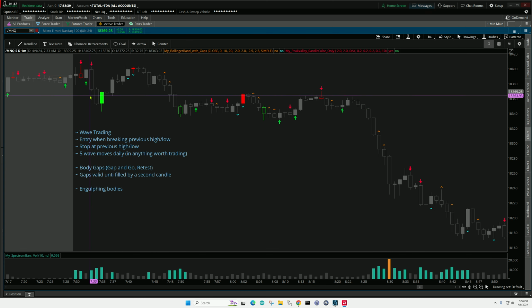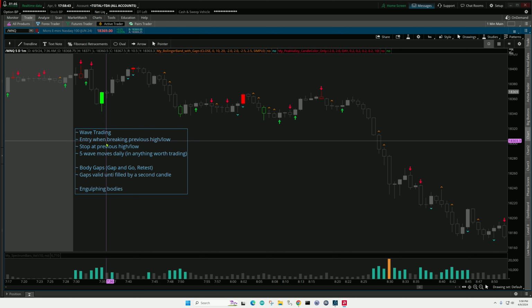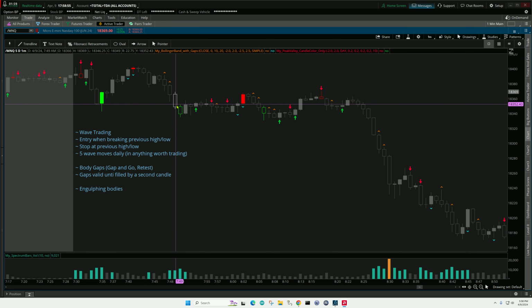So let's talk about wave trading. It's worth trading anything. You can trade anything that consistently has 5 wave moves. So 5 waves is here. What you see is a down move. This is considered a wave 1, and then kind of a retrace and a down wave into a 2. You got some sideways action. Down wave 3, down wave 4, down wave 5. I'll explain more of that in this video.